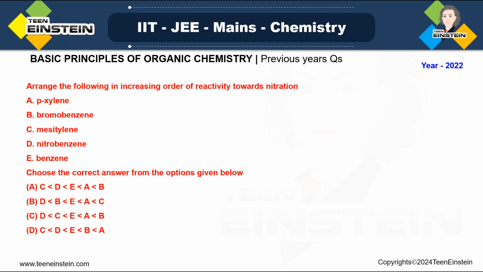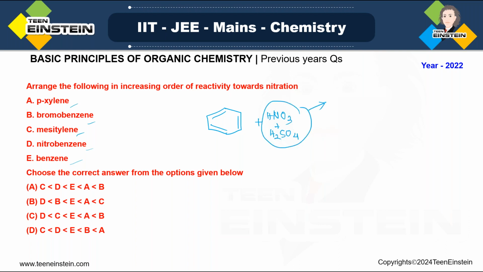Arrange the following in increasing order of reactivity towards nitration. Now we will try to see what the nitration reaction is, and all the 5 species that you are seeing are basically benzene based. So if I draw benzene, nitration means we will use some mixture of HNO3 and H2SO4. Now why do we use this mixture?